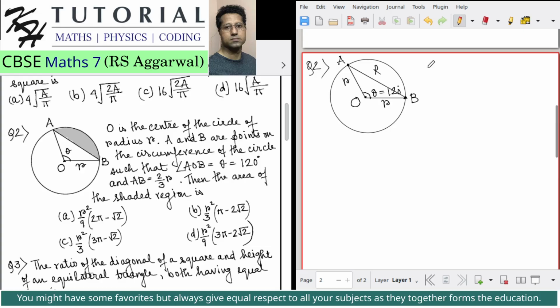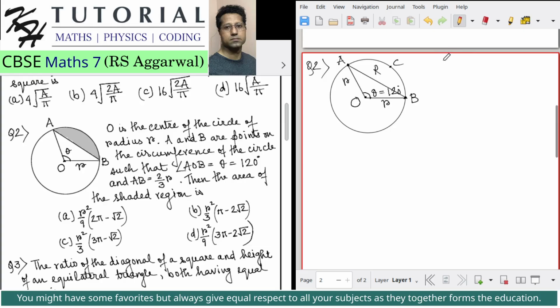You see that we see a sector AOB. Let's say we consider another point on the circumference in between A and B. Let's say this be C. So we have the sector, let's say the sector OACB. This sector is having a radius of R and the central angle of 120 degree.